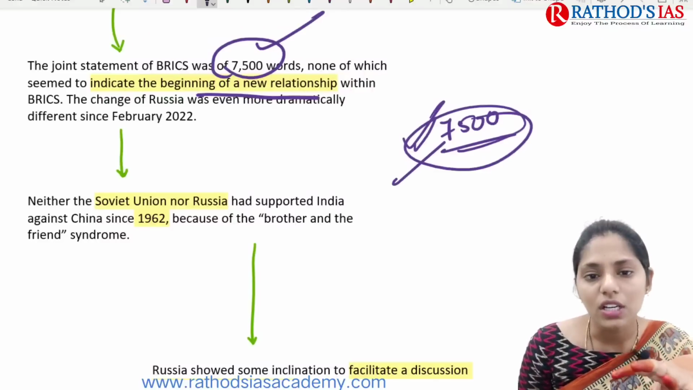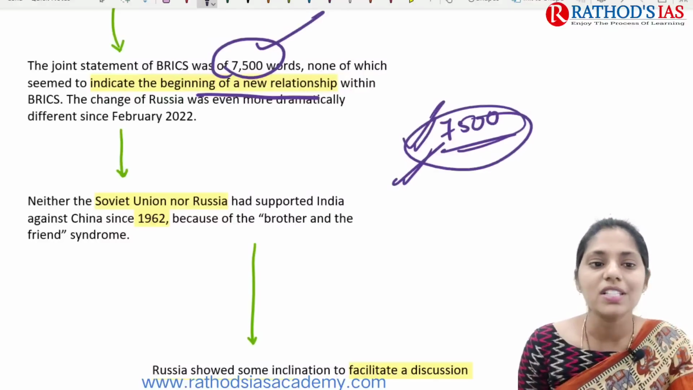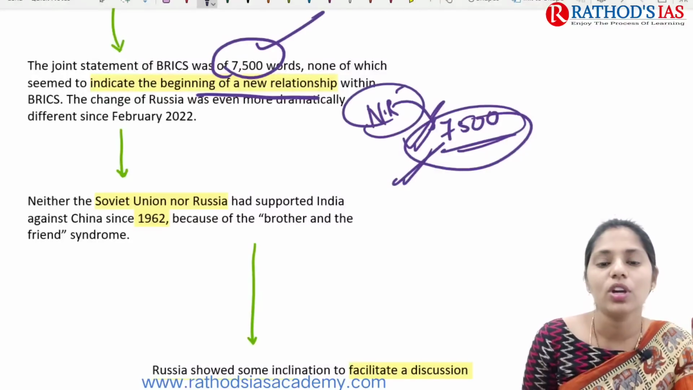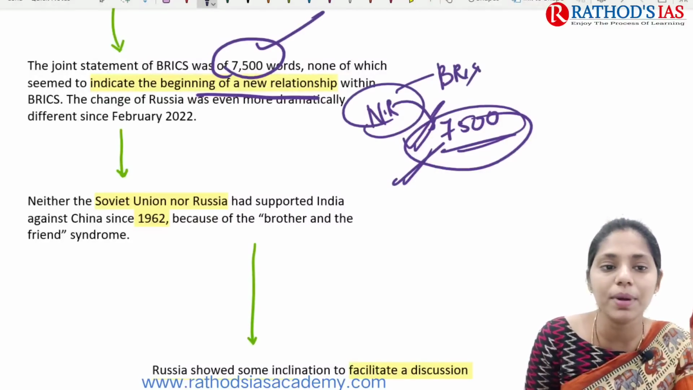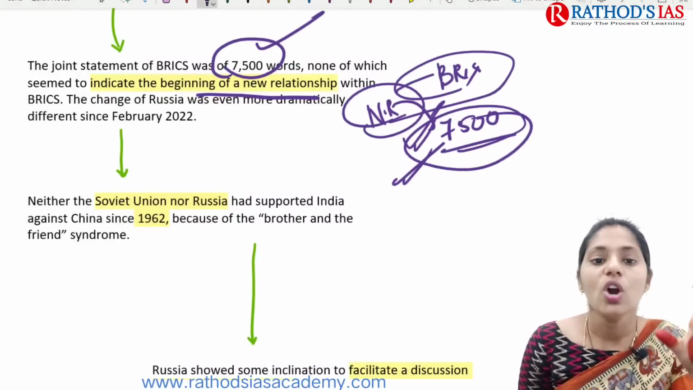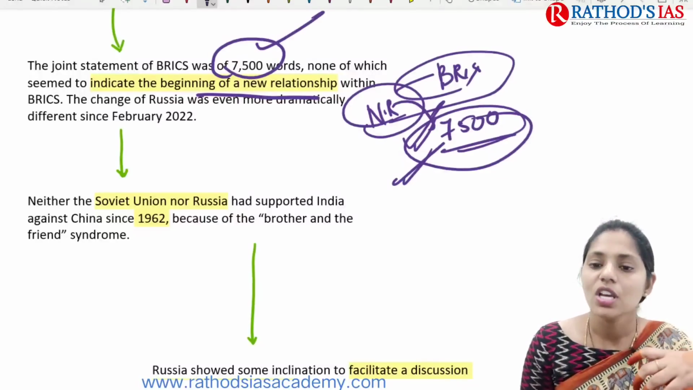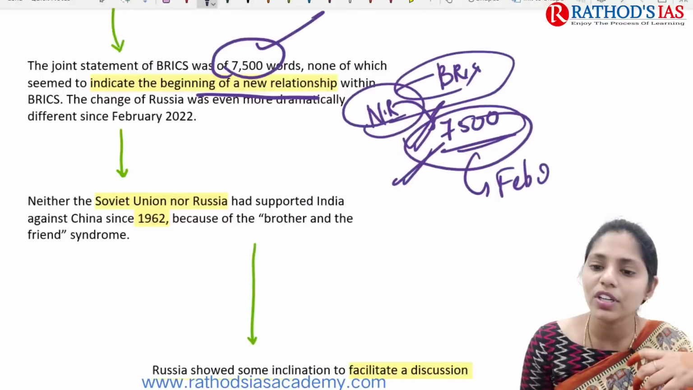So here in this joint statement of BRICS, they mainly focused on the beginning of a new relationship within BRICS. And the change of Russia was even more drastically different since February 2022 onwards. So what happened since February 2022?